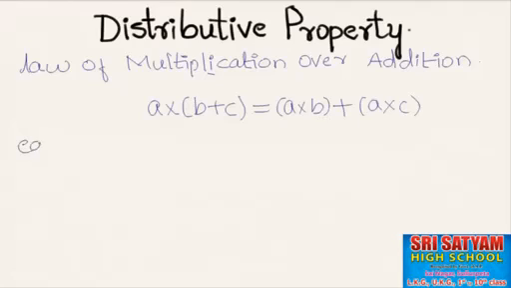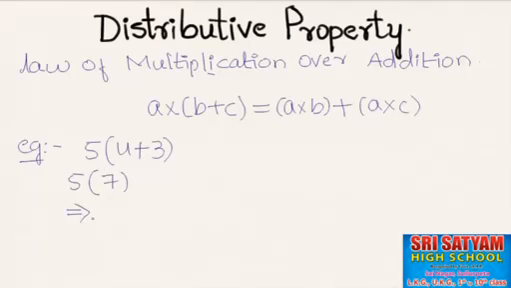Now let me explain this concept with an example. Here the example is 5 into 4 plus 3. This can be written as 5 into the sum of 4 plus 3, that is 7. So we get 5 into 7, and we get the result as 35.